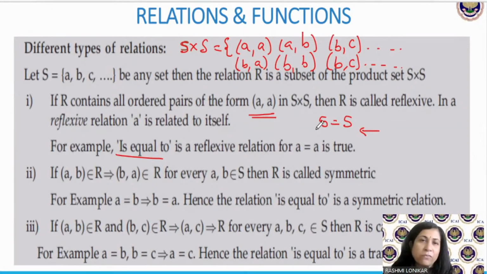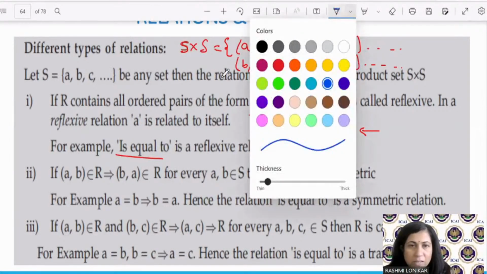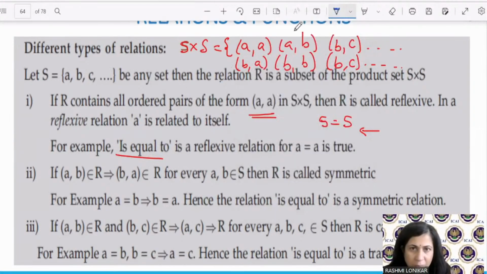There is no difference. Now if (A, B) belongs to R and (B, A) also belongs to R, for every (A, B) belonging to S, then R is called symmetric. So for example, in this case, this is AB and this is BA. Then we say that it is symmetric.